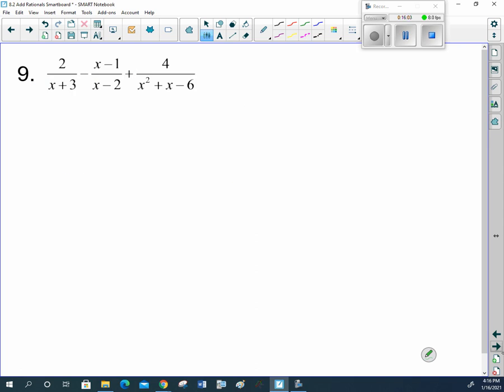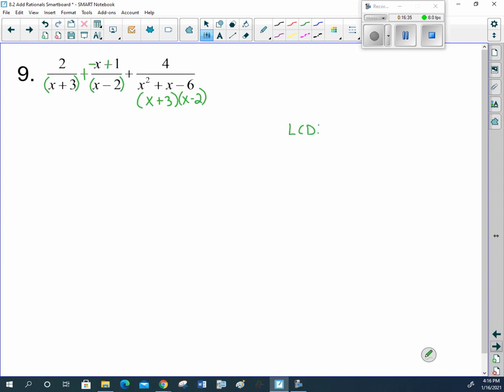All right. The next one. So let's go ahead and fix a couple of things first. So first of all, I see this negative sign, so I'm going to take care of that. Fix that. I'm going to put my parentheses around my x plus 3, my x minus 2, because I like to see them in their parenthesis factored form. And then x squared plus x minus 6, I'm going to factor that to x plus 3 and x minus 2. Okay?